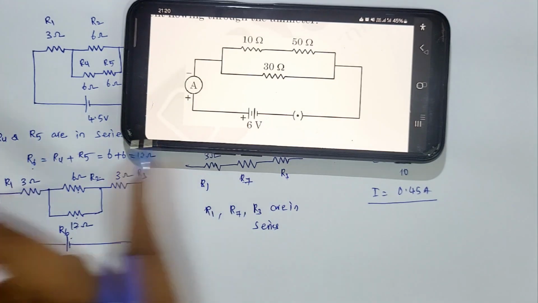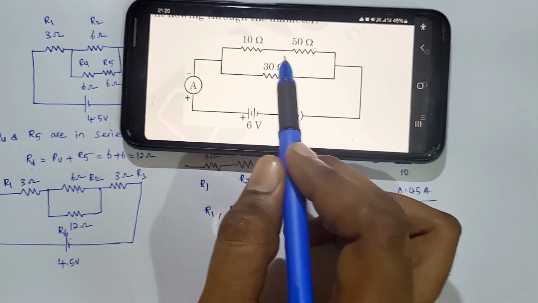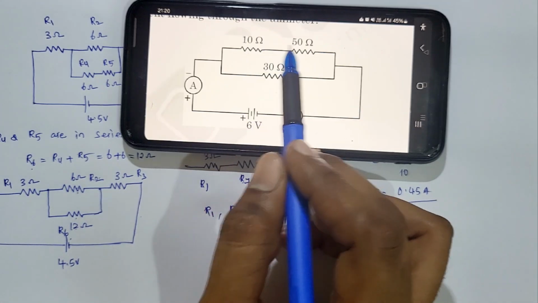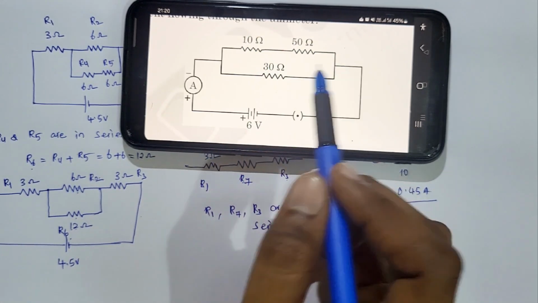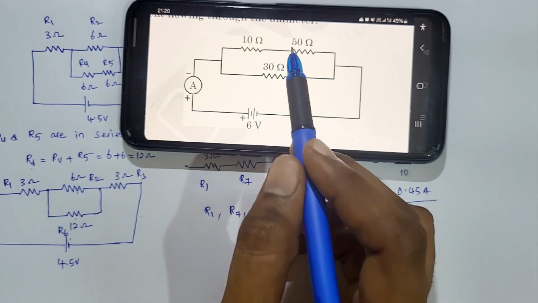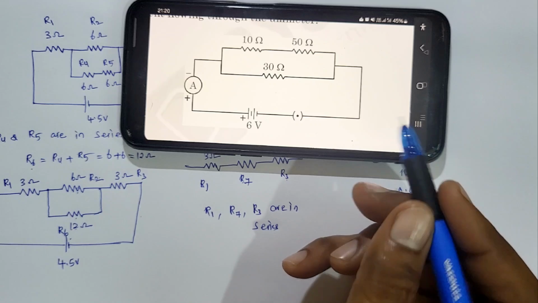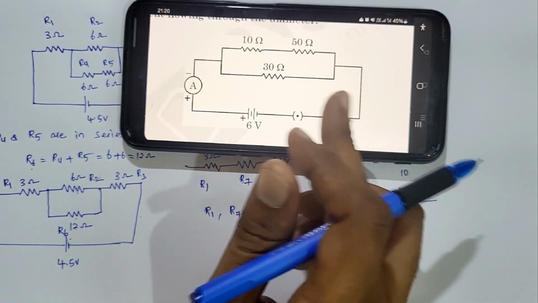Next. This one is also simple. 10 plus 50, 60. Correct? 60 and 30 in parallel. This whole two resistances can be removed and one resistance will be placed. That resistance will be 60 ohm. 60 and 30 are in parallel. Then the equivalent resistance will be 20 ohm. We are going to get this as 20 ohm.